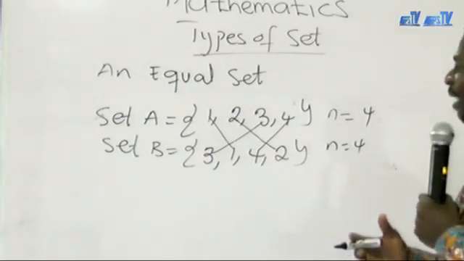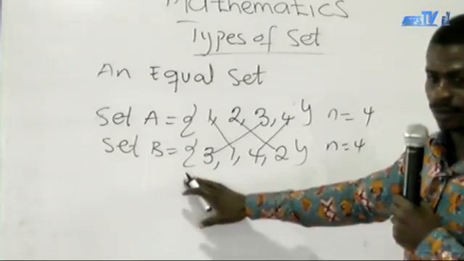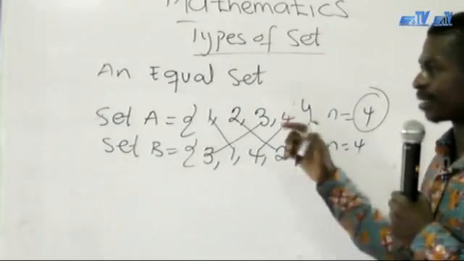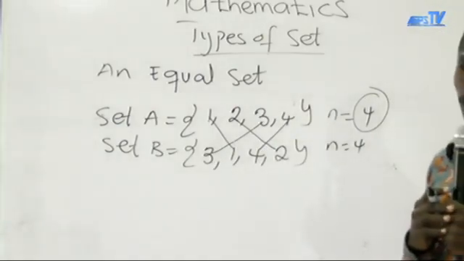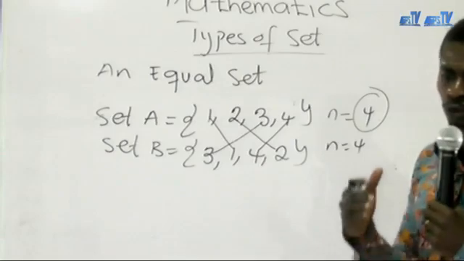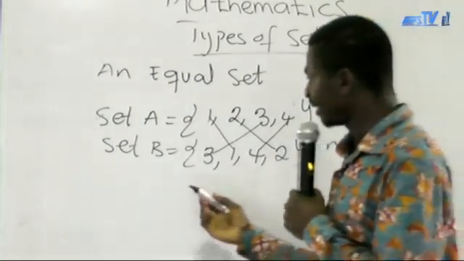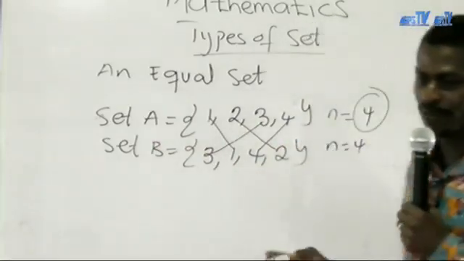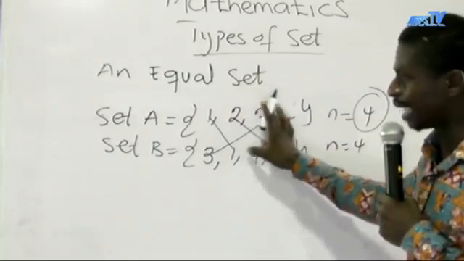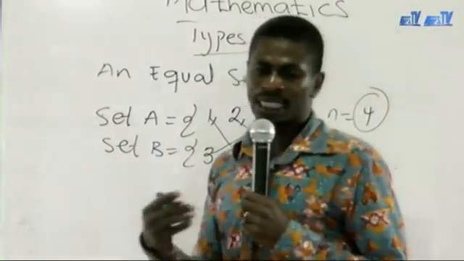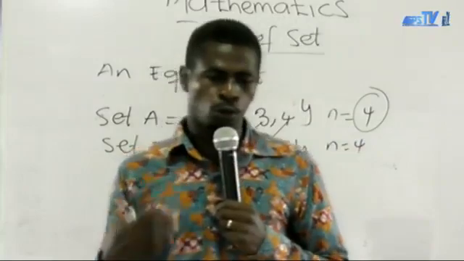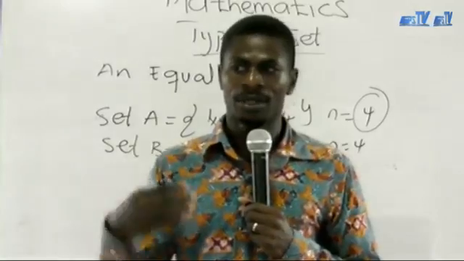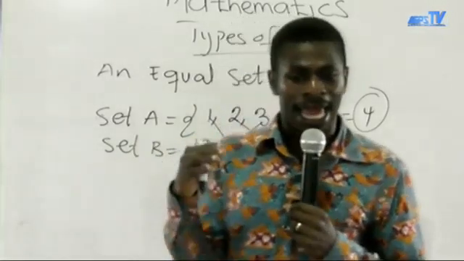So we say that any 2 or more sets with the same number of members and the same members are called equal sets. When 2 or more sets have the same number of members and the same members, then we can say that these 2 sets are equal. So simply put, equal sets are 2 or more sets with the same number of members and the same members.